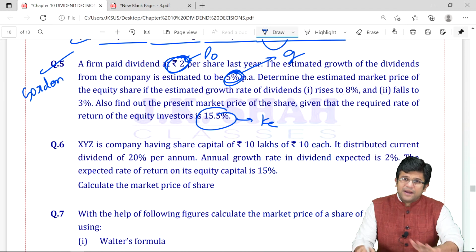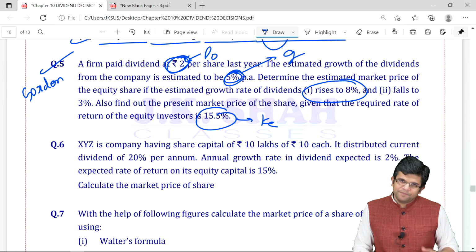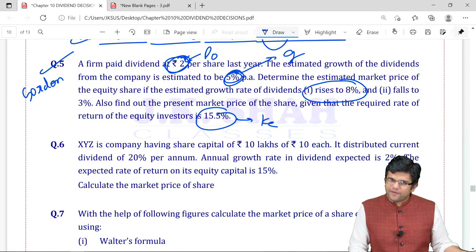Then they are saying again, find out the value of equity using Gordon. If the growth rate rises to 8%, then, children, since G changes, D1 will change. Correct? Also the value of equity will change.